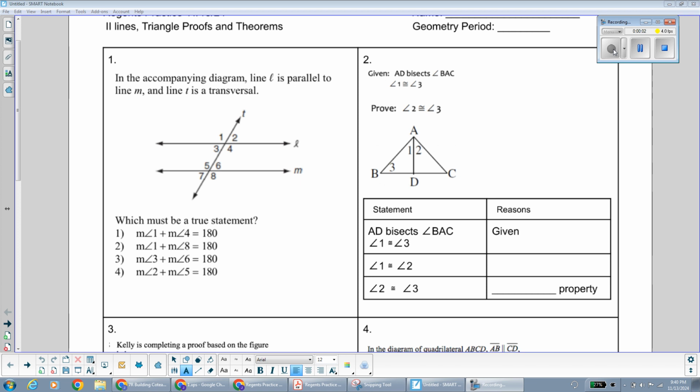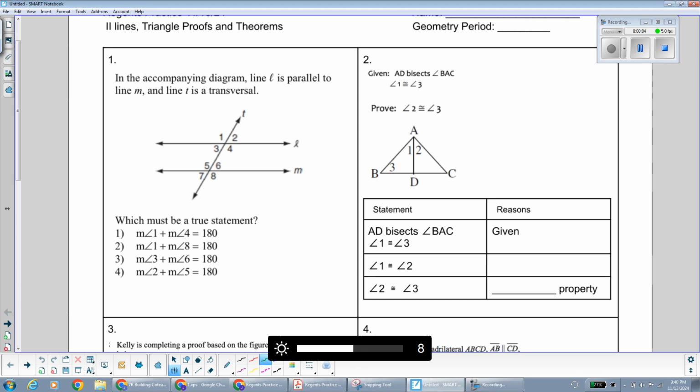In question number 1, you're asked which one needs to be a true statement. So we're looking for a supplementary angle relationship. Angle 1 and angle 4 are vertical angles, so they're actually congruent. So that's not going to be it. Number 2 is angle 1 and angle 8.